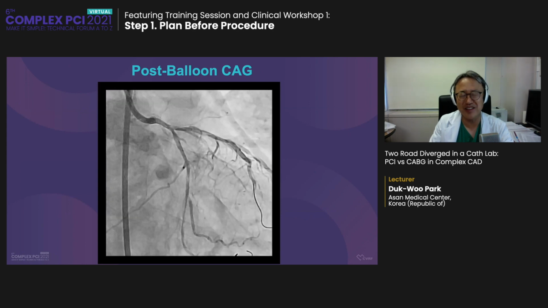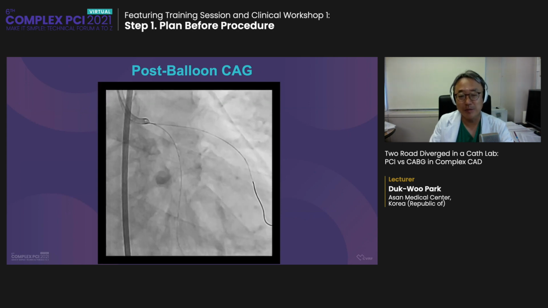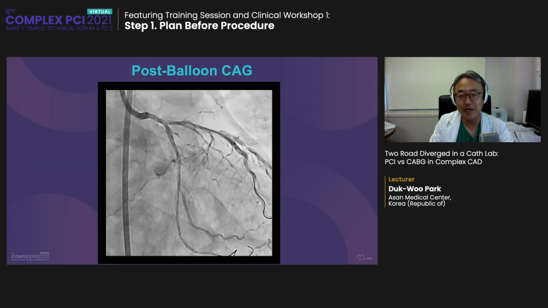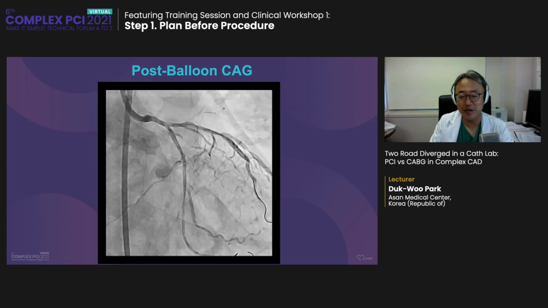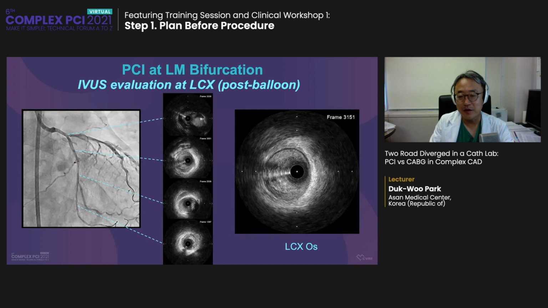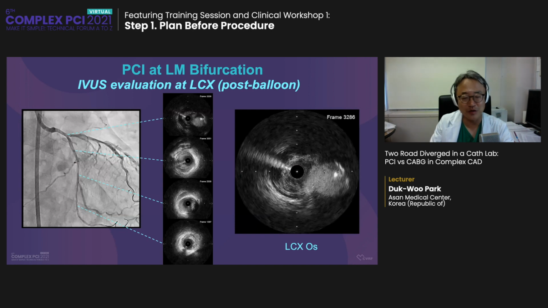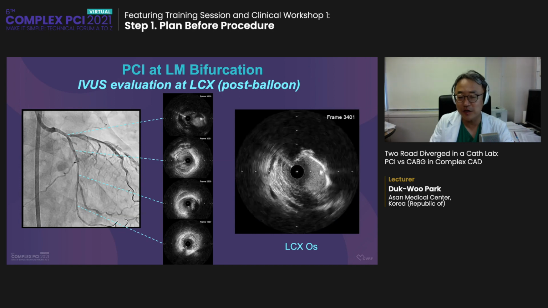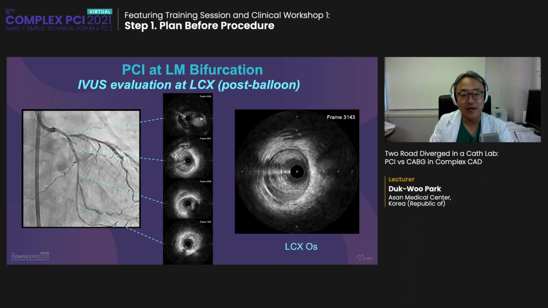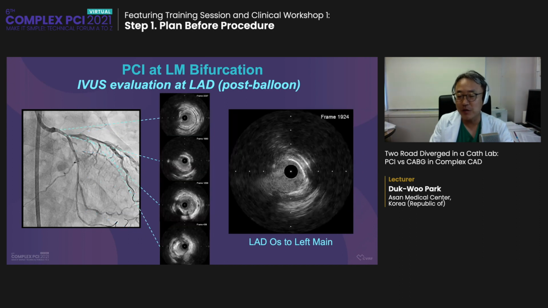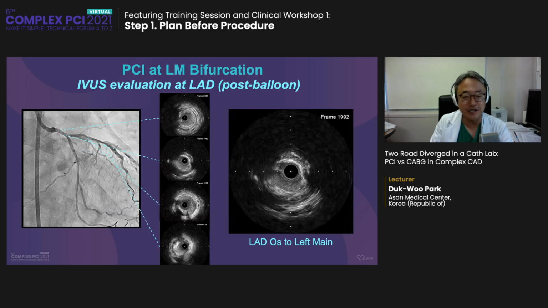We had already planned, and pre-dilation was already performed on the distal circumflex, the mid-LAD, and the distal main. The post-balloon angiogram shows very diffuse coronary artery disease. As our essential tool, IVUS was used from the distal circumflex, and in the main we found very diffuse disease in the circumflex. We also checked the mid-LAD to the distal main, and also found very diffuse LAD disease.